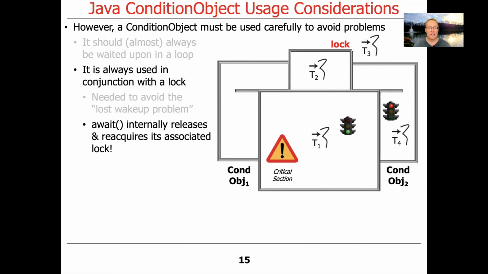Await internally releases and reacquires its associated lock. And that's not something you have to do explicitly. That's done by the implementation of the await method deep inside the bowels of the abstract queued synchronizer framework and its condition object implementations.